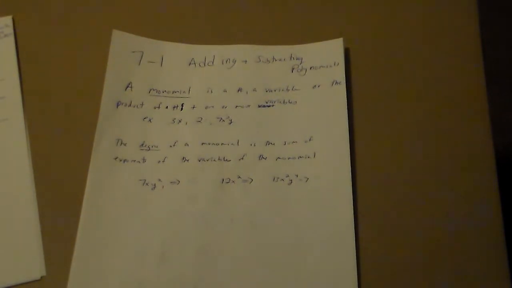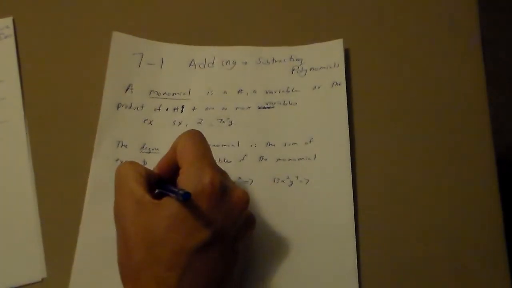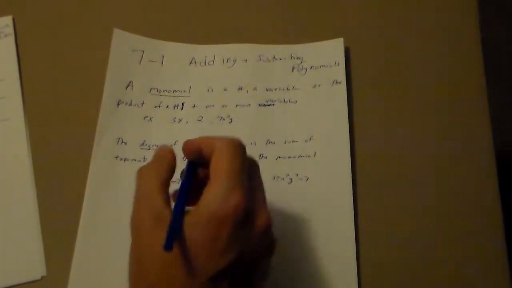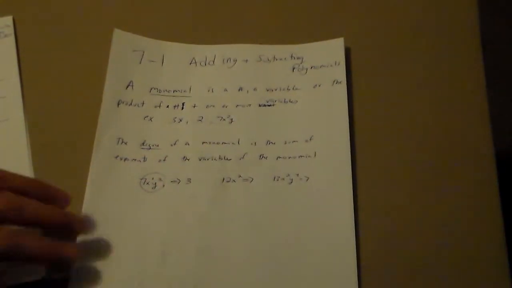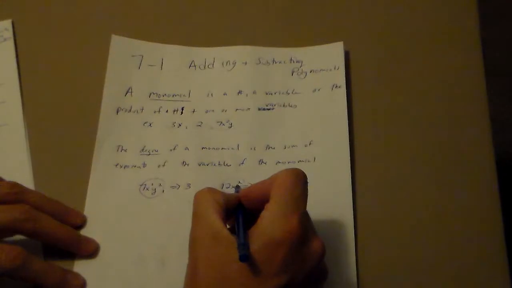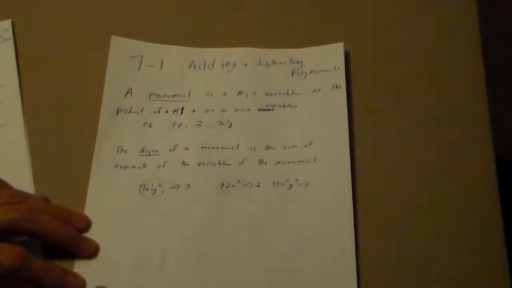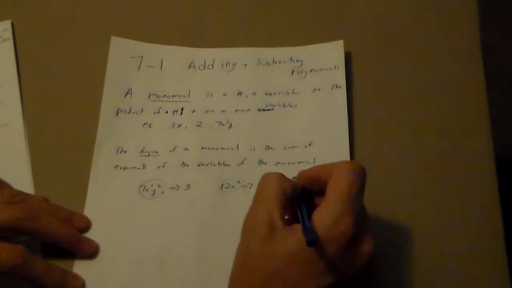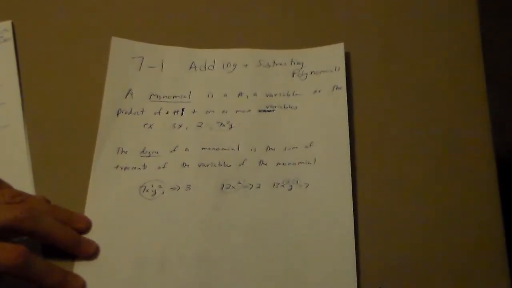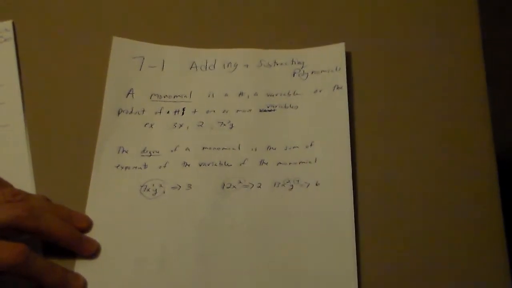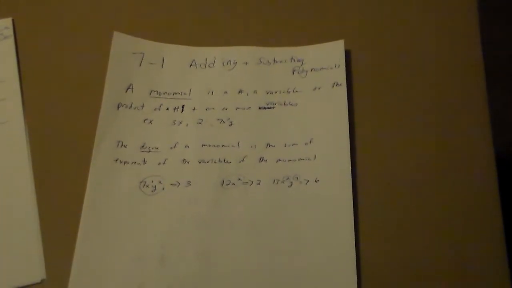One term. Okay? Now when they talk about the degree of the monomial, it has to do with the exponents, okay? You take the sum of the exponents of the variables of the monomial. So here's a monomial, one term. Add up the exponents. This is understood to be 1. This is 2. 1 plus 2 is 3. The degree is 3. This one here, there's only one variable. The exponent is 2. Okay, so the degree is 2. So here I have an exponent of 2 and an exponent of 4, and 2 plus 4 is 6. So that's how you find the degree of a monomial.